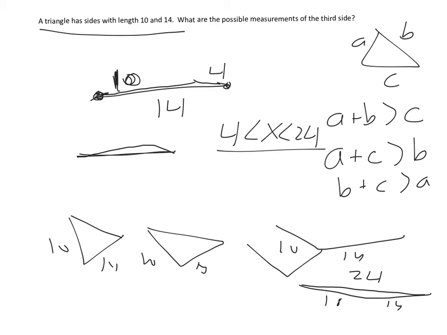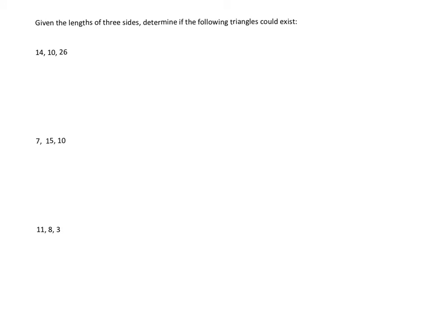You're going to notice the third side is always going to be bigger than the difference of these numbers, but smaller than the sum of these two numbers. And if it helps, sketch it out and just make sure that you could physically make a triangle with those sides. So here we're trying to figure out if these triangles could exist.